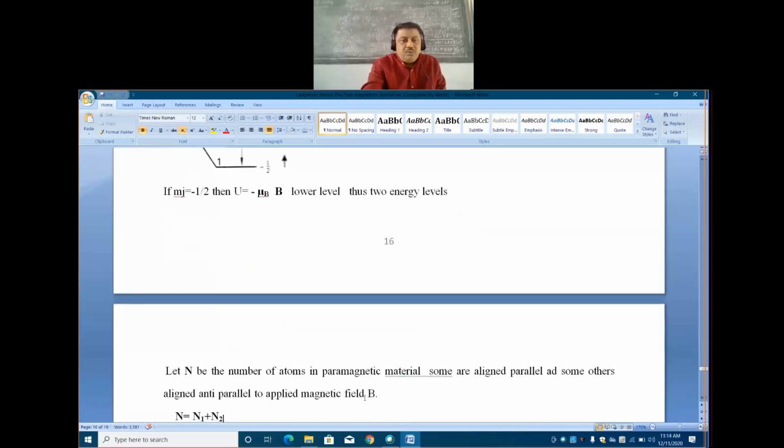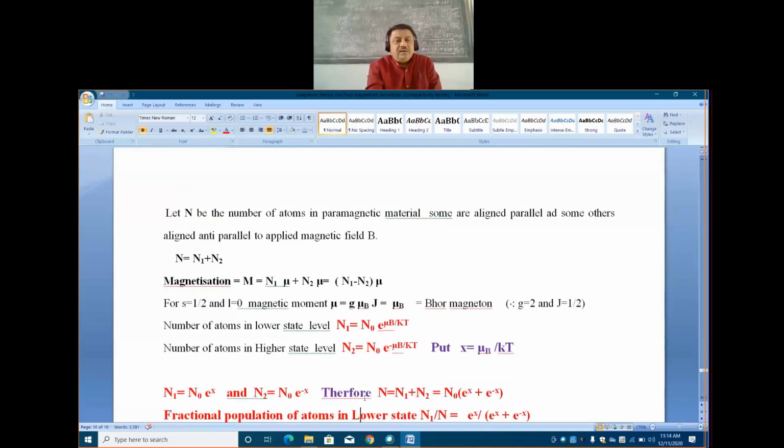Now, let N be the total number of atoms in a paramagnetic material, of which some are aligned parallel and some others are aligned anti-parallel to the applied magnetic field. Suppose there are N number of atoms in a paramagnetic material, of which N1 number will be aligned parallel to the direction of field, and N2 will be aligned anti-parallel to the direction of field.